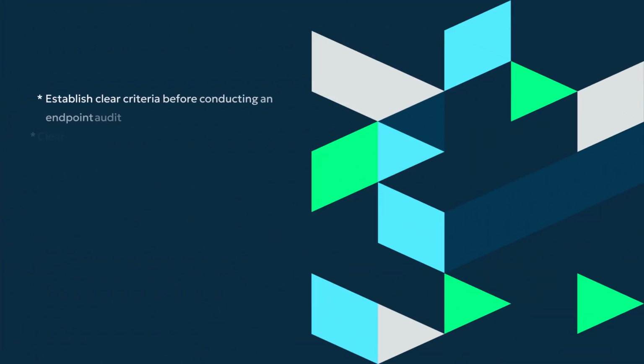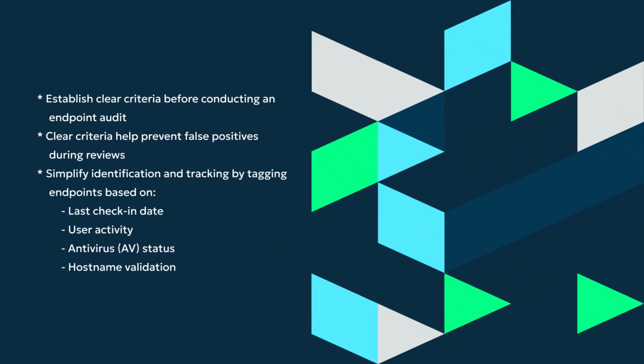To conduct an effective endpoint audit, it's essential to establish clear criteria for identifying orphaned endpoints. By doing so, you can prevent false positives during audits. One way to simplify the identification and tracking of orphaned endpoints is to tag them based on the last check-in date, user activity, AV status, and hostname validation.